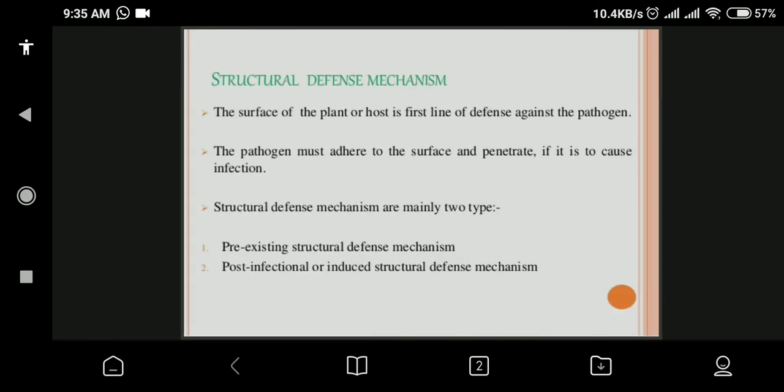Structural defense mechanisms: the surface of the plant or host is the first line of defense against the pathogen. The pathogen must adhere to the surface of the host to penetrate it if it is to cause infection. If it is unable to adhere, it cannot enter the host. Structural defense mechanisms are mainly of two types, as I told you in the flow chart: pre-existing and post-infectional.